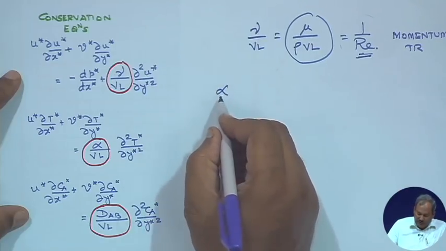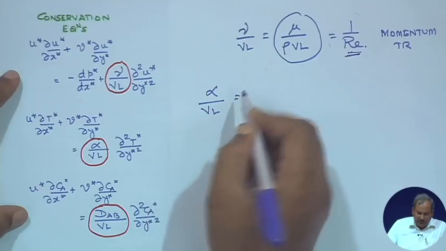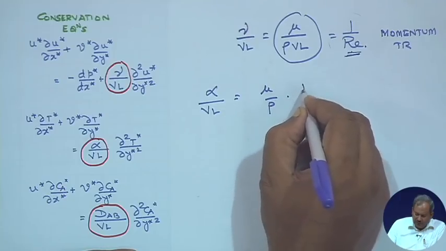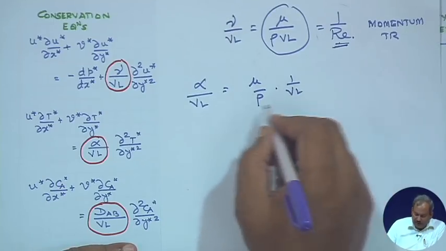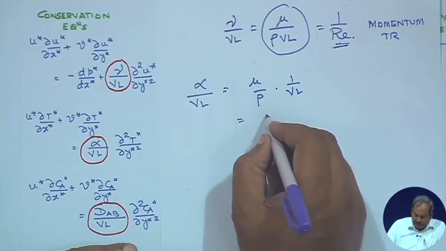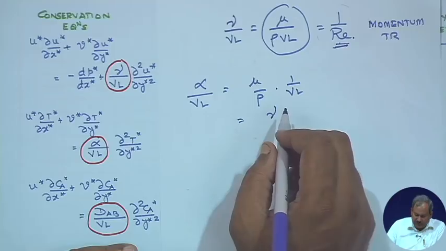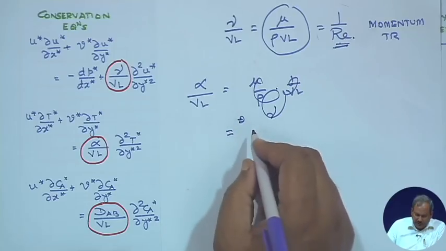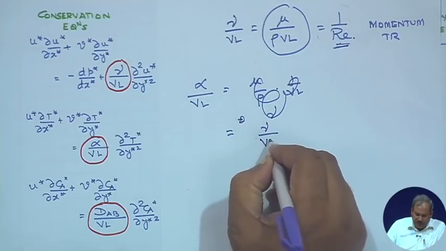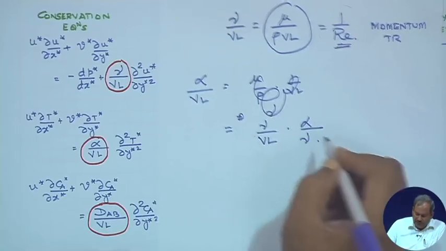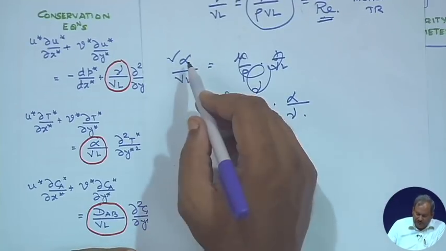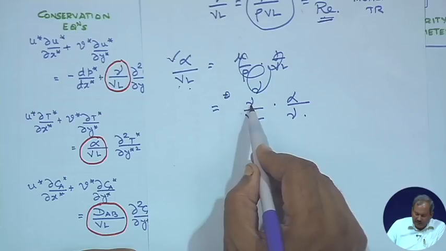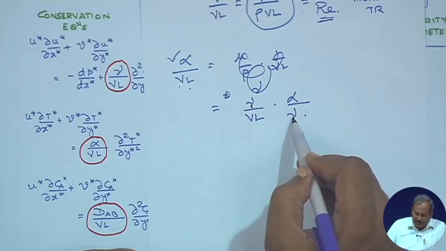Similarly, if you examine alpha by VL, where nu is the kinematic viscosity, alpha is the thermal diffusivity, V is the velocity and L is the length, I will express it in a different way as nu by VL times alpha by nu. So, I bring in the nu here, and divide by nu at this point.